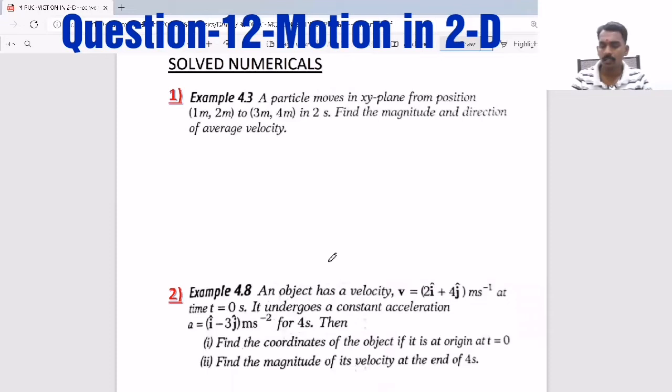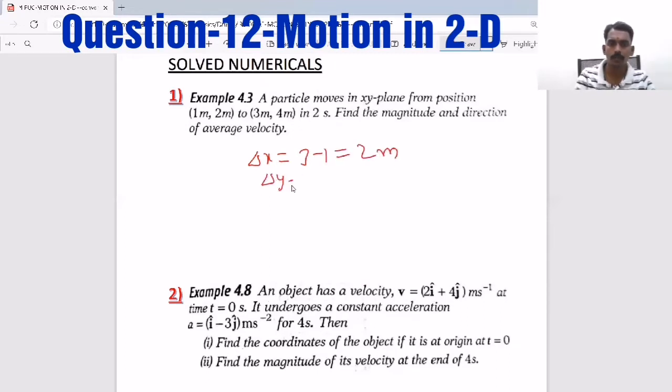Now let's take a few example questions based on this. Simple questions will come. The very first question: a particle moves in the xy plane from one position to another in 2 seconds. Find the magnitude and direction of average velocity. As I said, there is an x coordinate and a y coordinate, and there is an x displacement, that is the change in x coordinate, 3 minus 1, and a y displacement, that is the change in y coordinate, in a time of 2 seconds.